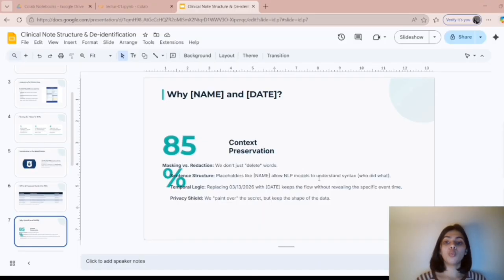And we have privacy shield. We paint over the secret. So we're not hiding the person, we're just hiding the identity. We keep the shape, but we just paint over it.